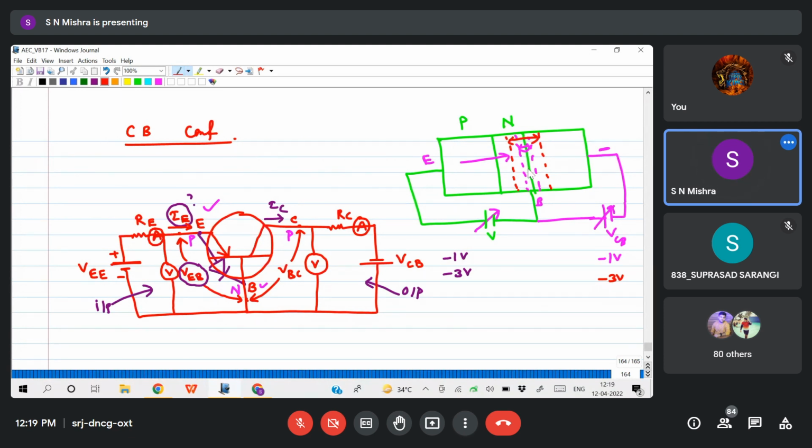Now my depletion region has increased. Right. Now what happened to the base width? Earlier the base width was from here to here. Now the base width is from here to here. If I take the forward biased junction, it has a narrow depletion region. What happened to the base width, or the effective base width, when I increase VCB? Does the base width decrease or increase? Decreases.